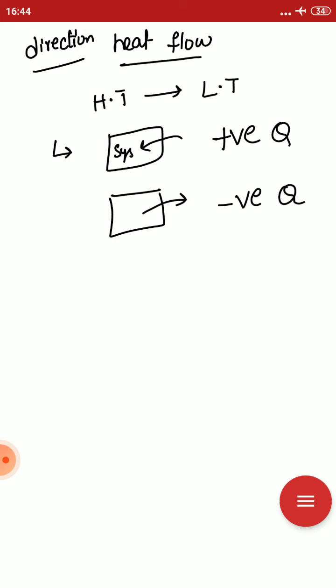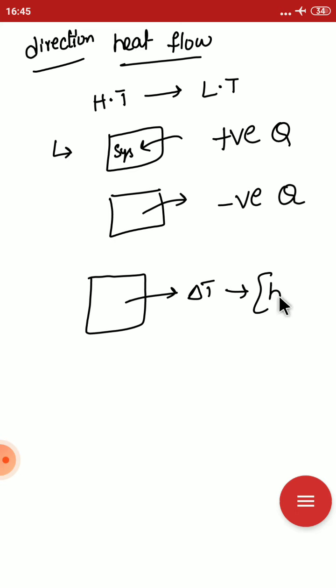It is said to be a boundary phenomenon since it occurs at the boundaries of the system. Energy transfer by virtue of temperature difference only comes under heat transfer. In a simple way, wherever energy transfer takes place because of a temperature difference, we can name it heat transfer.